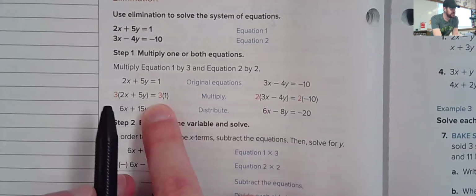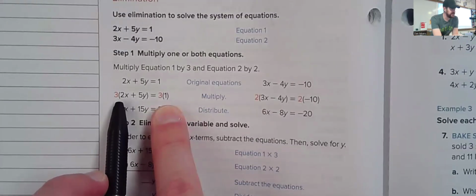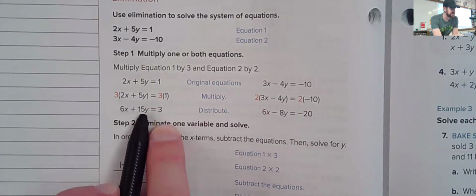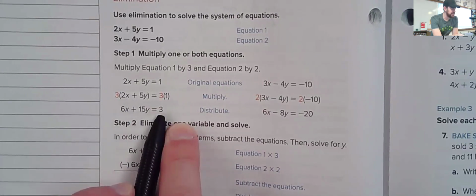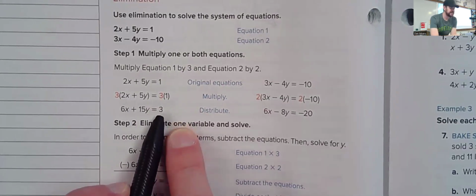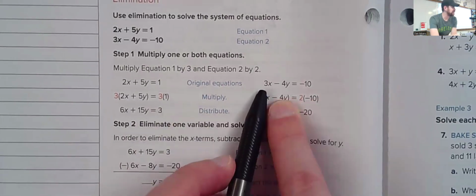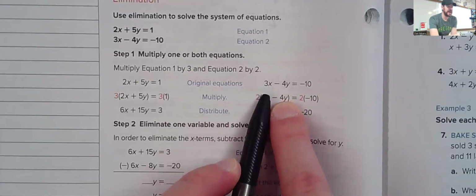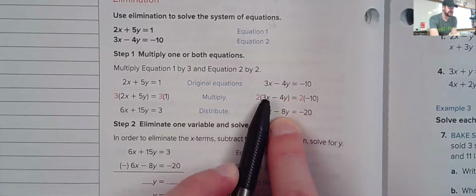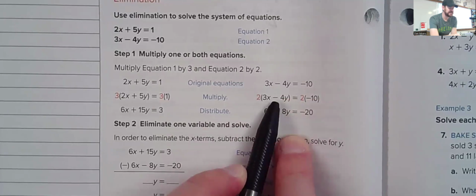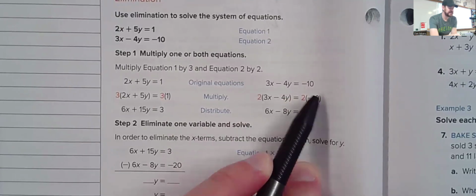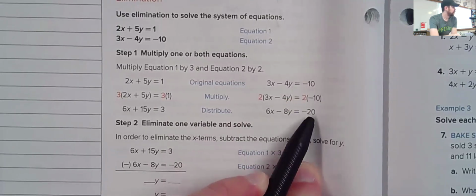So if we multiply the first equation by 3 and you distribute the 3, you're going to get 6x plus 15y. And then if you multiply 1 by 3, you get 3. So 6x plus 15y equals 3. On the second equation, multiply this one by 2 because we want to get 6 in front of the x. So 2 times 3x is 6x. 2 times -4y is -8y. And then negative 10 times 2 is negative 20, which we're allowed to do.